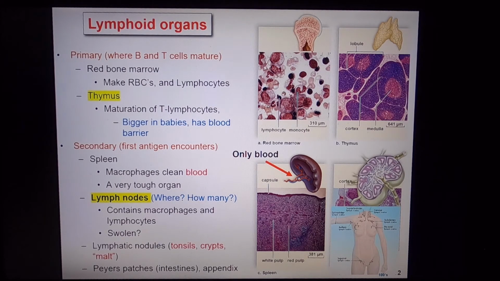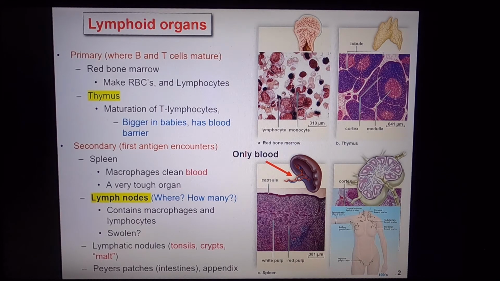Oh, a neat little point. There is a blood barrier. Your brain has what's called a blood-brain barrier. Well, your thymus gland has a blood barrier as well. Your brain has a blood barrier because it's trying to keep foreign materials in the bloodstream from getting in, whereas your thymus has a blood barrier because it's trying to keep certain T lymphocytes from escaping.